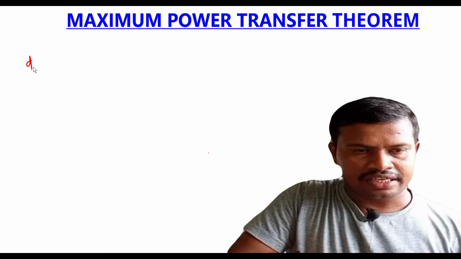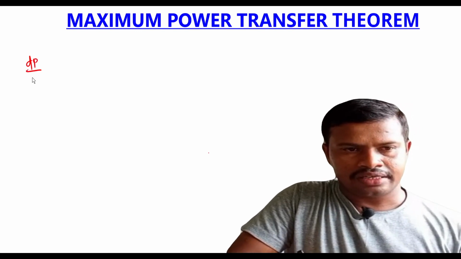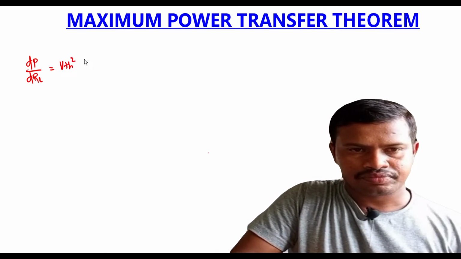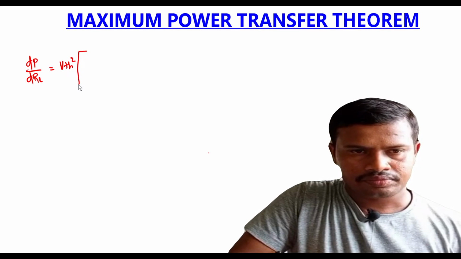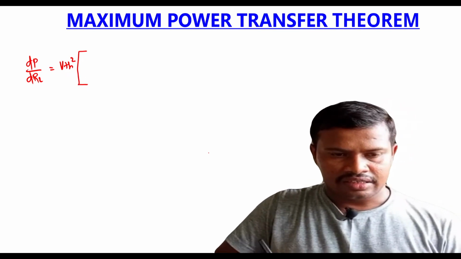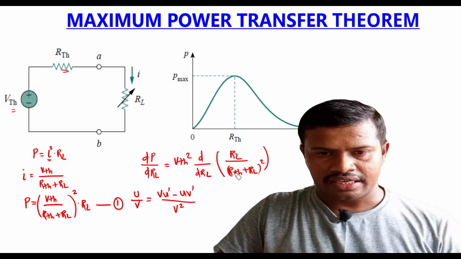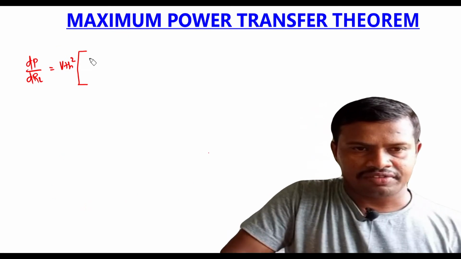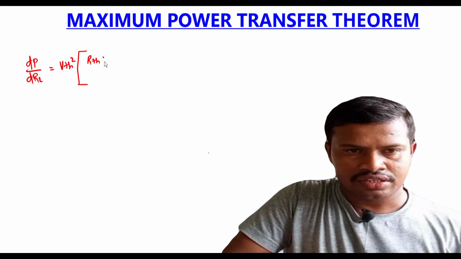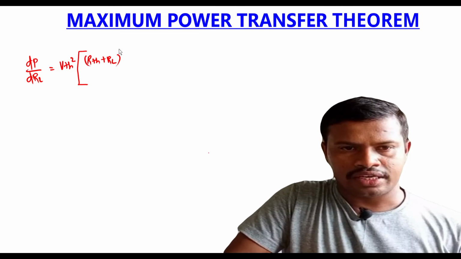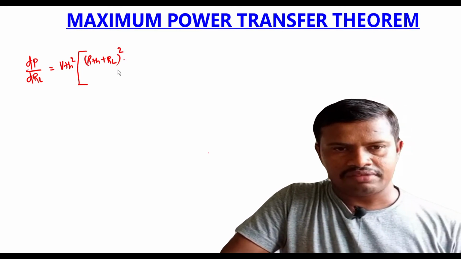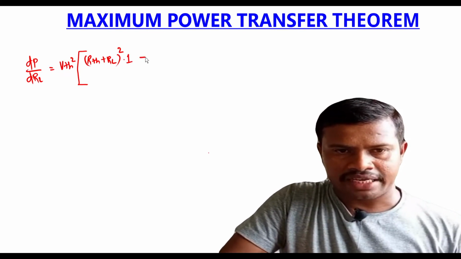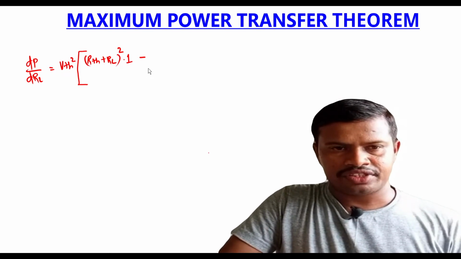So the equation will become dP divided by dRL is equal to VTH square into, the numerator term is RL and the denominator term is RTH plus RL whole square. So the denominator term we will write first as it is, RTH plus RL whole square, and the numerator term is RL. When we differentiate RL, it will become 1, so we will write 1, minus the numerator term, which we should write as it is.